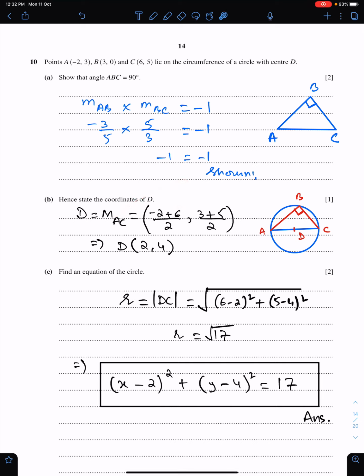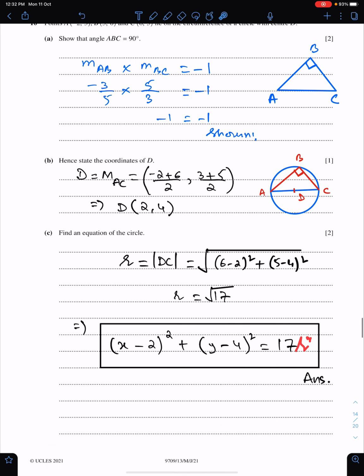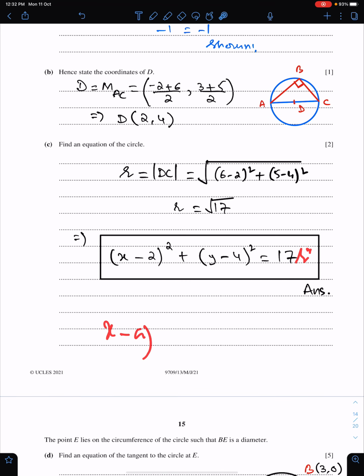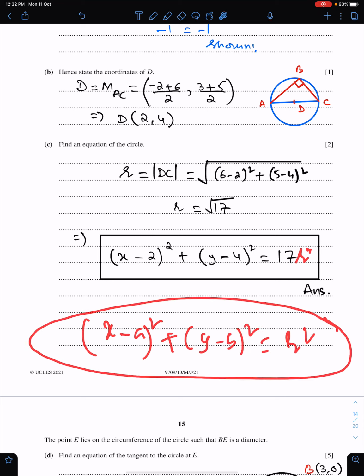The equation of the circle is very simple. We need the radius for the equation of the circle because we already have the coordinates of the center. So the radius is length DC or AD. I found this length DC. So this length is root 17, which is the radius. This is the equation of the circle: (x - 2)^2 + (y - 4)^2 = radius squared. (x - a)^2 + (y - b)^2 = r^2. This is the equation of the circle.